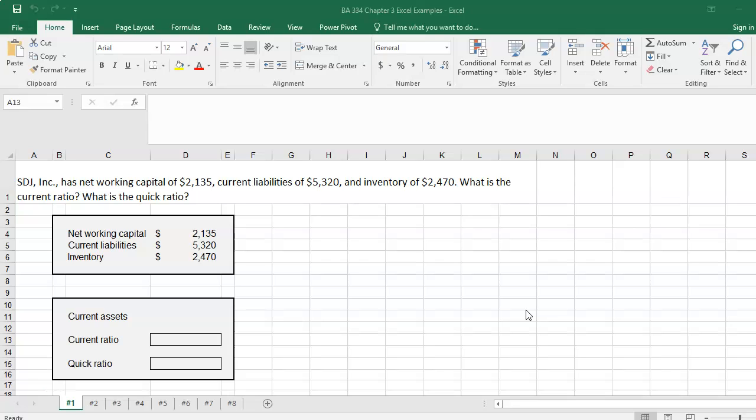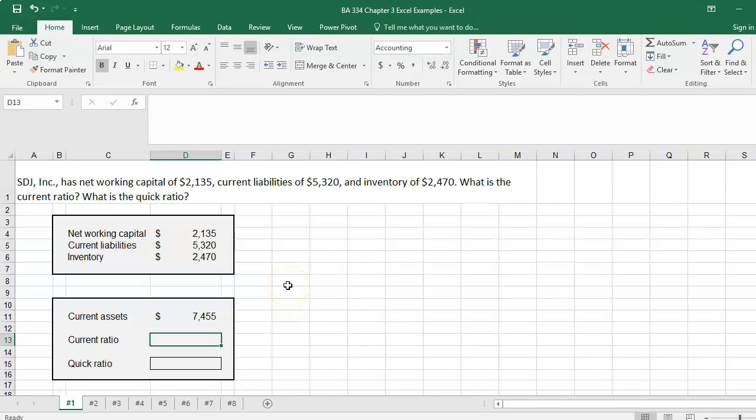We're given their net working capital, their current liabilities, and their inventory amount. And we want to calculate what is the current ratio and what is the quick ratio. In order to calculate both of those, we need the current assets number. So we have to calculate current assets. If we know that net working capital is current assets minus current liabilities, then we can rearrange that equation to calculate current assets. So net working capital equals current assets minus current liabilities. So current assets equal current liabilities plus net working capital. So current liabilities plus net working capital gives us our current assets.